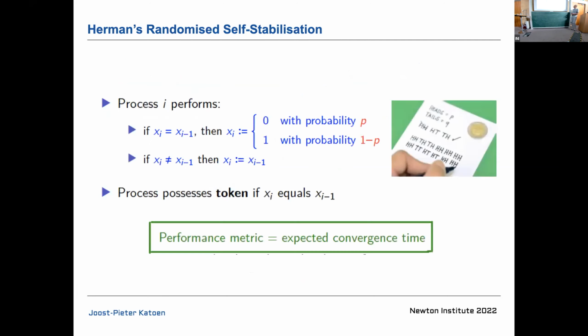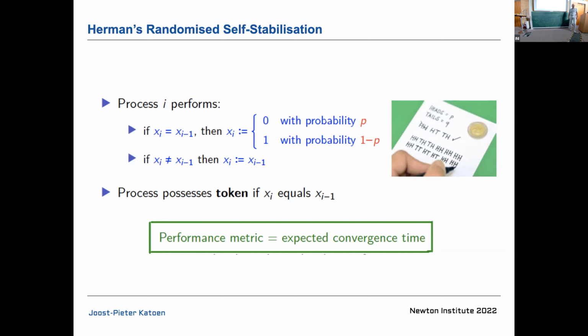The whole algorithm is a two-line algorithm, and every process does the same. It needs to be anonymous. If your value is the same as your left neighbor's, you flip a coin which has a bias of P. You set it to 0 with probability P and to 1 with probability 1 minus P. If your value is different from your left neighbor, you copy the value of your left neighbor. That's the whole algorithm. So if you have the token, you relinquish it with some probability: you flip your coin. If you don't have the token, you just copy the color of your left neighbor.